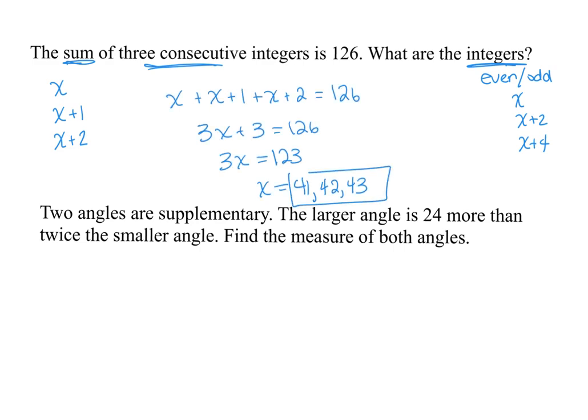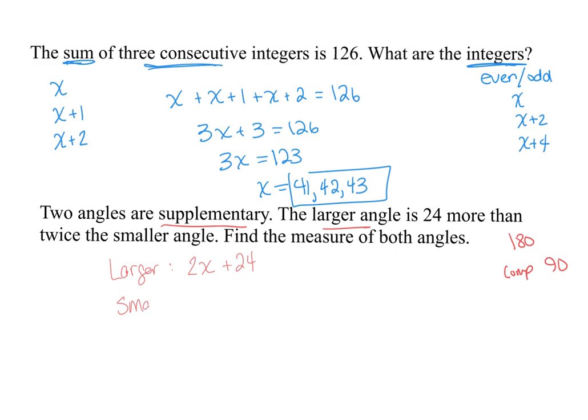We also did angles, and so remember, supplementary means they add up to 180. Complementary means they add up to 90. So we have supplementary angles. We do not know the first one, but it says that the larger angle is 24 more than twice the smaller. So if we don't know the smaller, we're going to say twice the smaller plus 24.